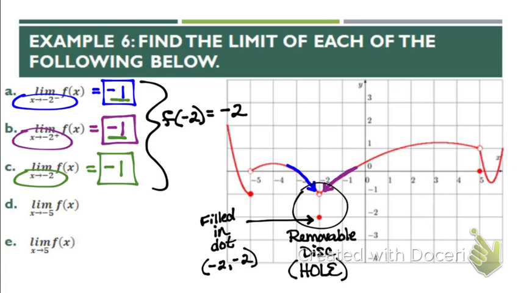For the limit, I'm looking at what the overall pattern is, what I'm approaching as I get closer from both sides. The fact that I never arrive there does not mean that my limit is somehow different. Does that make sense? Okay.